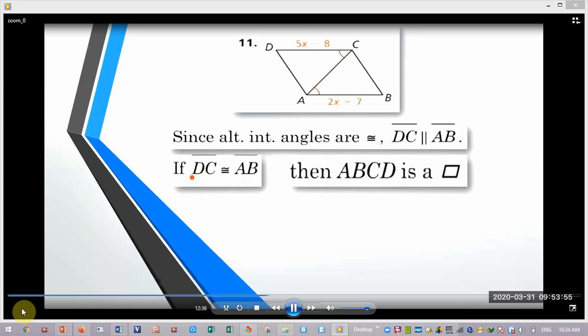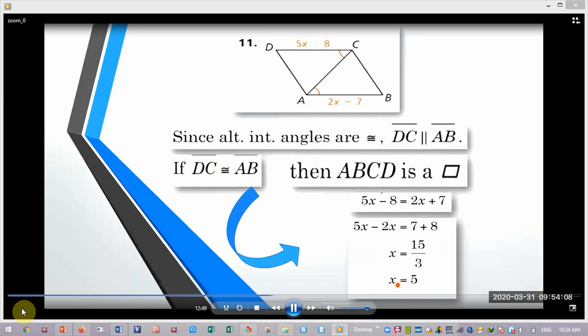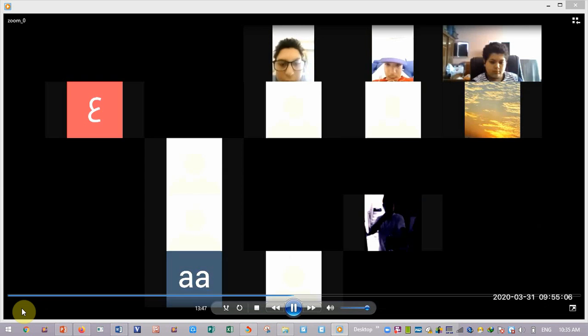When DC is congruent to AB, 5x minus 8 equals 2x plus 7, and solving algebraically, x equals 5. 5 times 5 is 25, 25 minus 8 is 17. And 2 times 5 is 10, plus 7 is 17. Then AB is 17 and DC is 17, and they are parallel also. They are parallel, then it is a parallelogram. That was number 8.